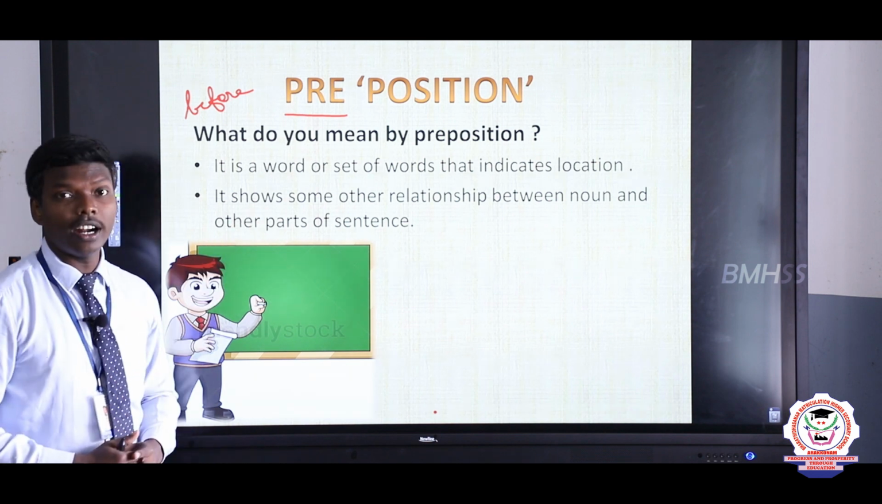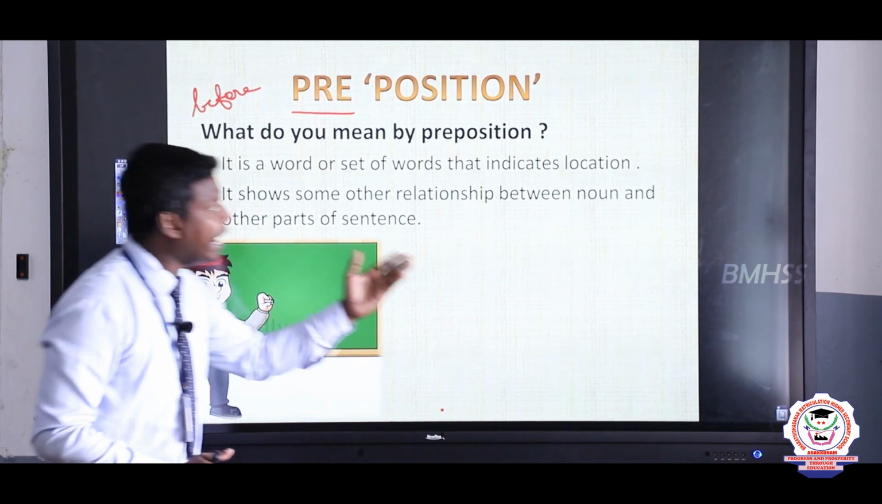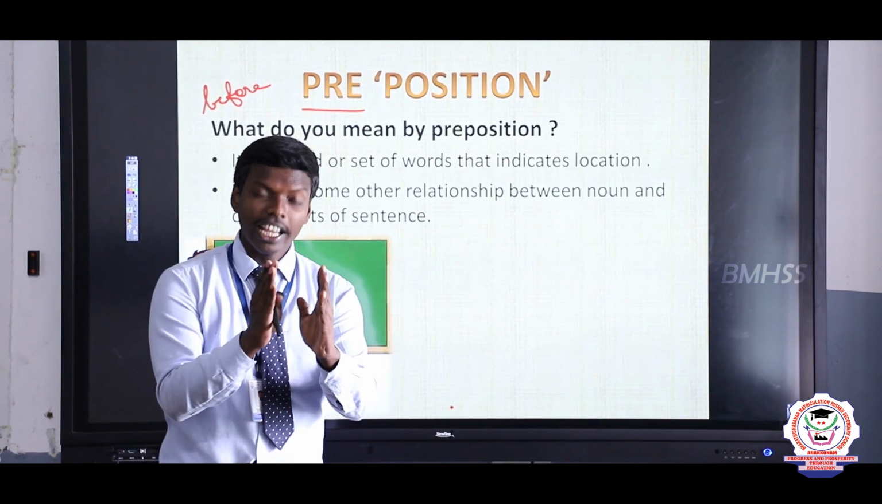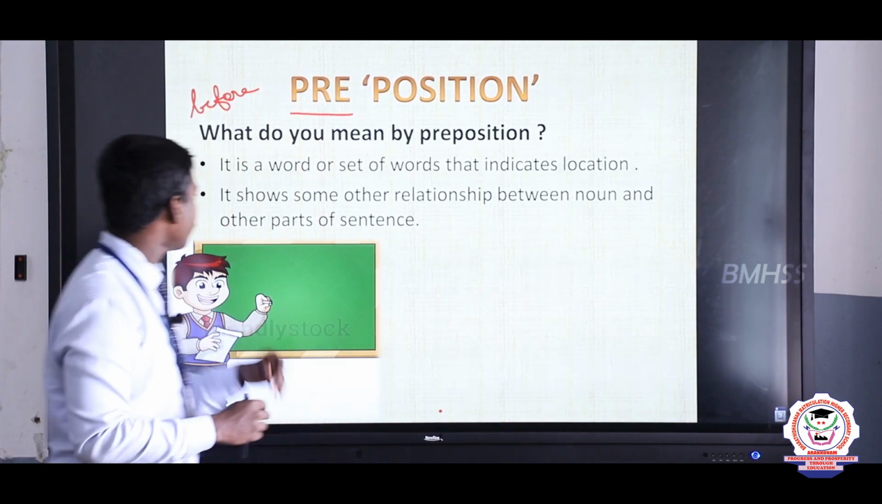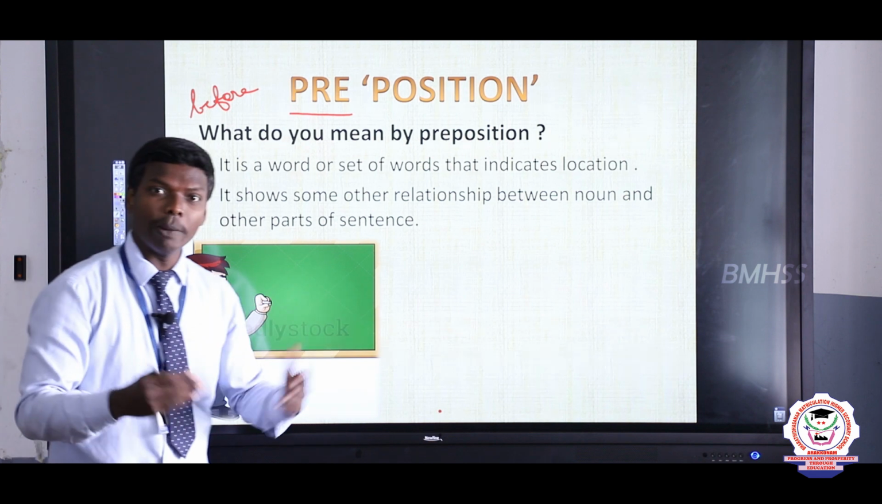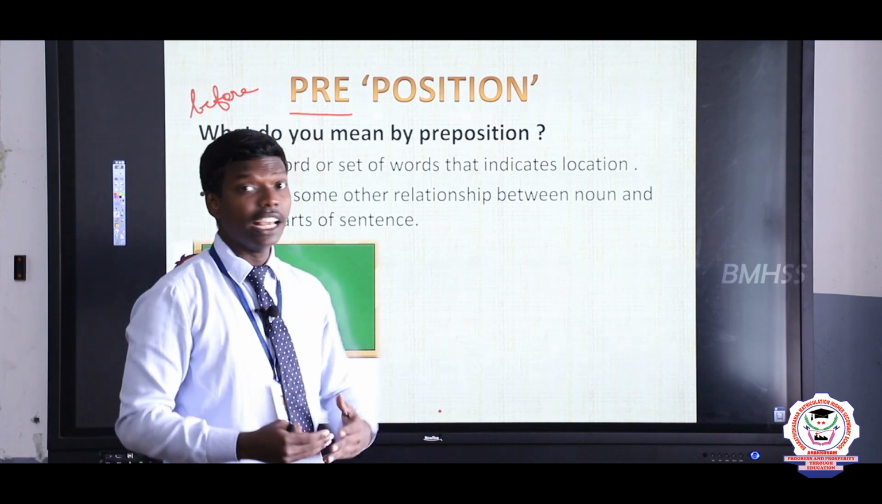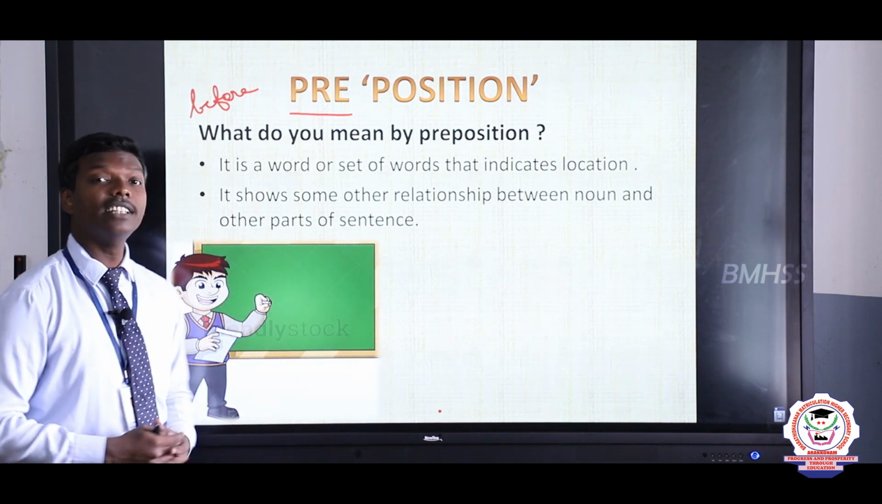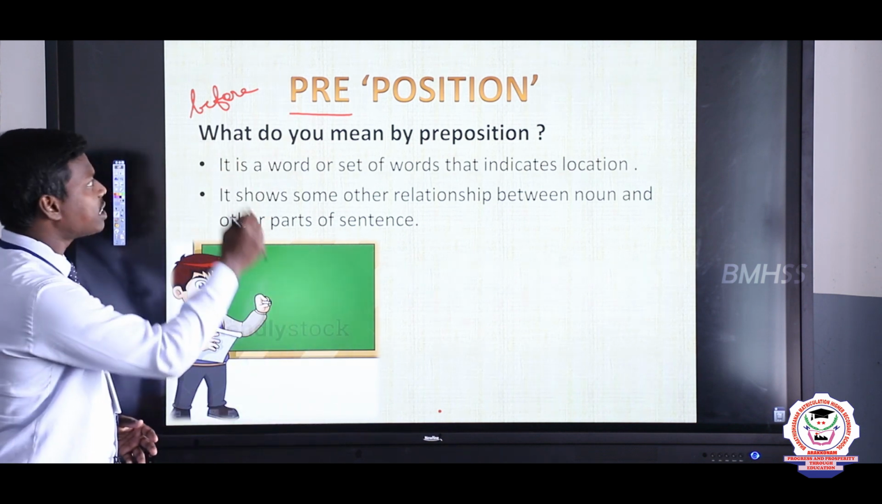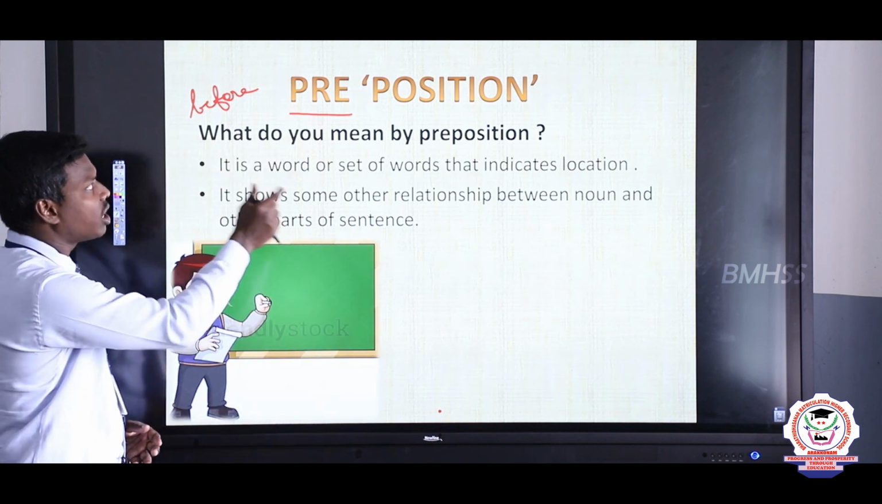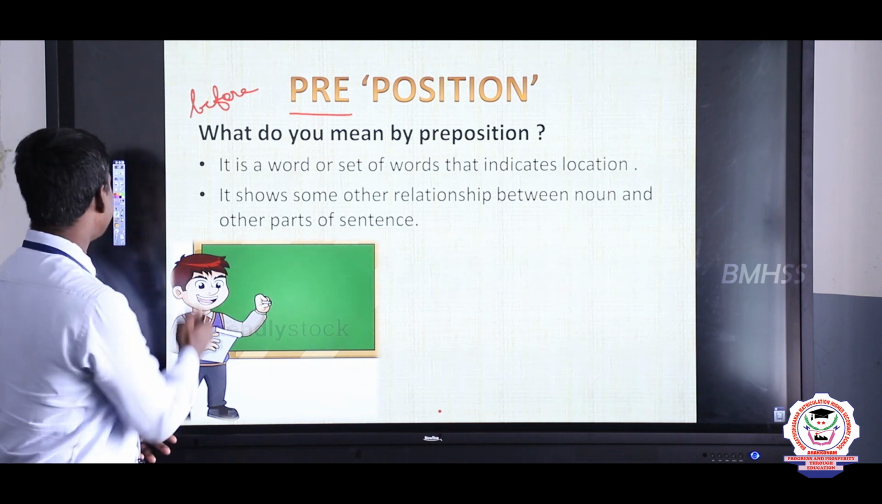Preposition is a word or set of words that indicates location. It indicates a location. Where does it lie? It shows some other relationship between nouns, and it may also be pronouns, and other parts of sentences. Dear students, please make sure that this is the function of preposition and its definition.